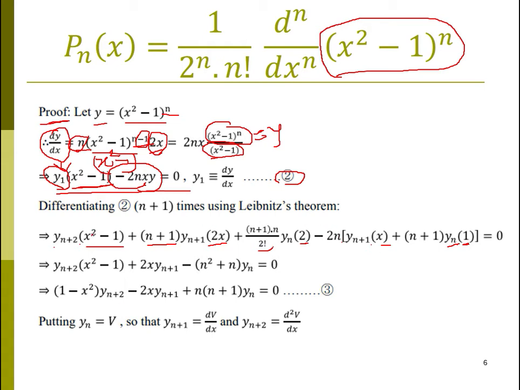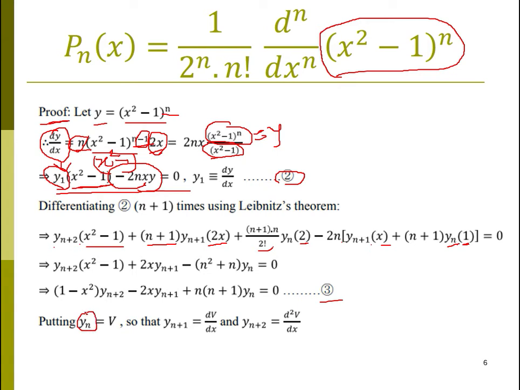Simplifying this equation, we get y_{n+2}(x² − 1) + 2x y_{n+1} − (n² + n) y_n = 0. Now taking the minus sign common, we get (1 − x²) y_{n+2} − 2x y_{n+1} + n(n+1) y_n = 0, which is equation number 3.